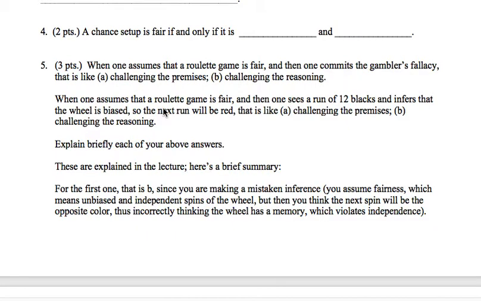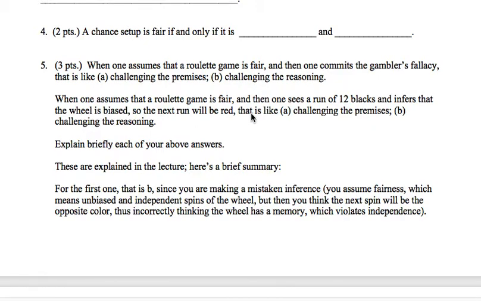So for the first one, all of this is, by the way, covered in the lecture. I just use the different versions. You should go back and read that again, try to understand. Let me give you a quick summary here. For the first one, if you commit the gambler's fallacy, that's like challenging the reasoning, because you're saying that the inference, the reasoning that you make, is incorrect. You assume that the game is fair. You then commit the gambler's fallacy. That means you mistakenly thought that the wheel has a memory, which it doesn't. That violates the assumption of independence, which is like challenging the reasoning.